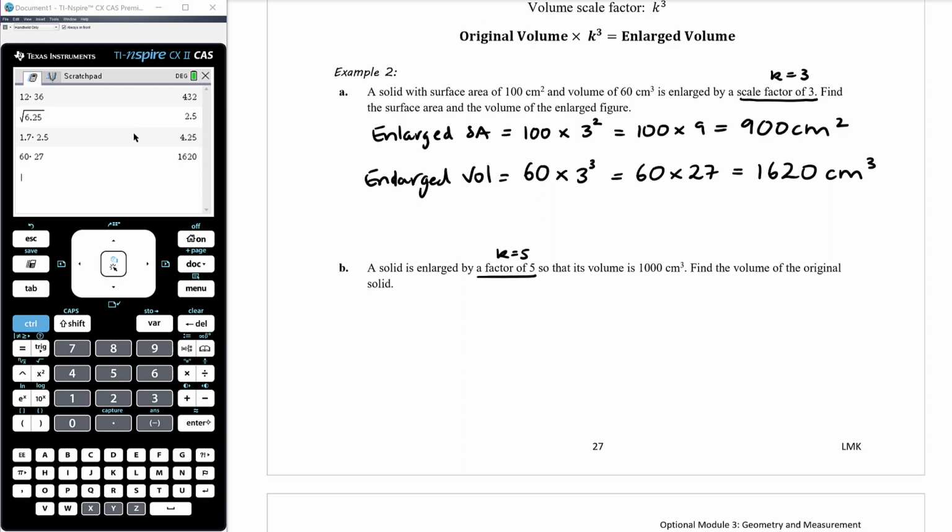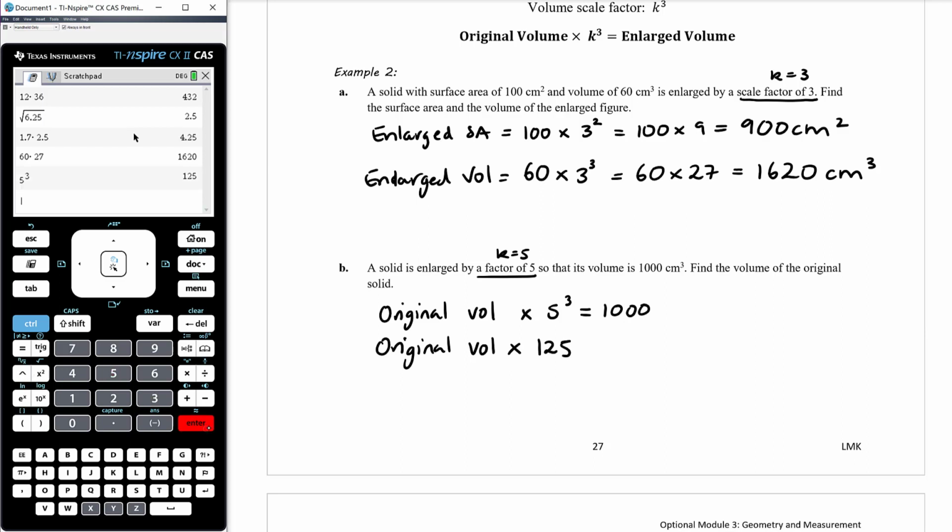Okay, so we know that the original volume multiplied by k cubed, so 5 cubed, equals the enlarged volume, which in this case is 1,000. Okay, so that means the original volume multiplied by, now 5 cubed is 125, you can confirm that with your CAS if you need to.